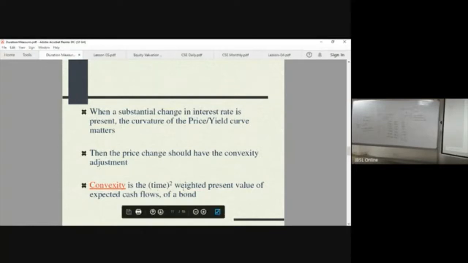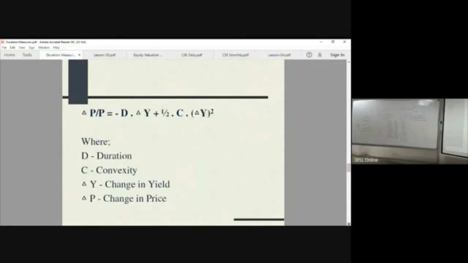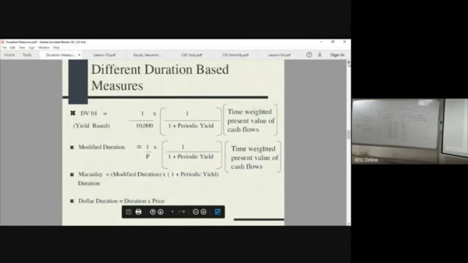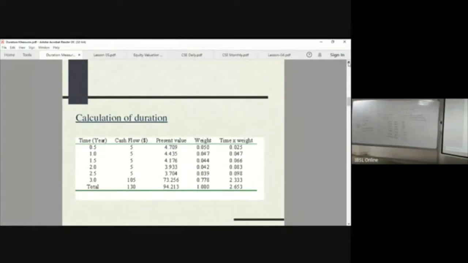Convexity is the time squared weighted present value of expected cash flows of a bond. I will show you how to calculate convexity. What you need to do is add another column into this. You should have a column called time squared here. Time squared would be, what is the square of 0.5? 0.25.